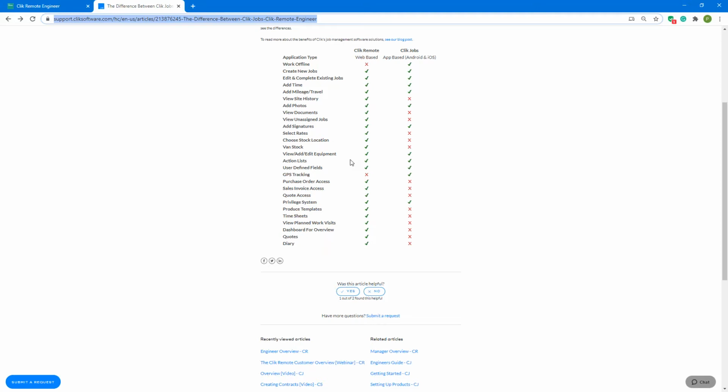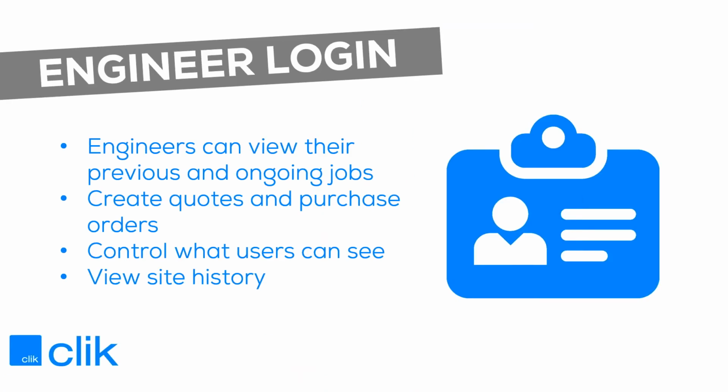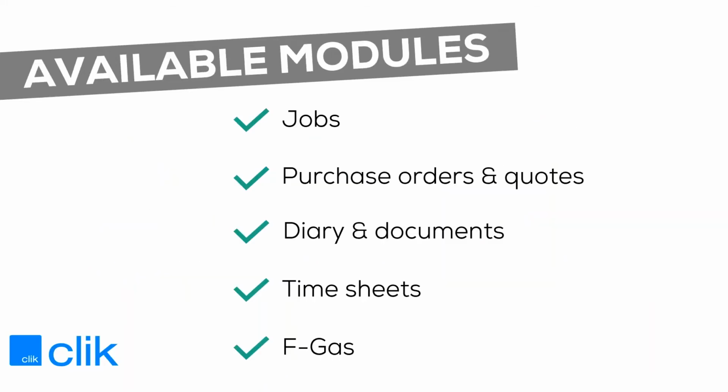Now we'll quickly go back to the presentation and go to the next page, to look at the available modules in Clik Remote Engineer at the moment. There are jobs, so the engineers can see their jobs. There are purchase orders and quotes, which the engineer can see and create. They'll also see a diary, and documents based around the site or the equipment if they need them. They can fill in their timesheets, and there's also F-gas. However, we won't discuss F-gas in detail because we already have a good webinar on our website called Introduction to F-gas, which goes through how the engineer can use F-gas.